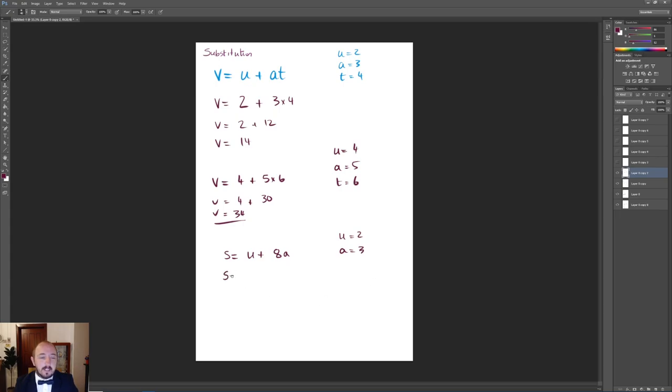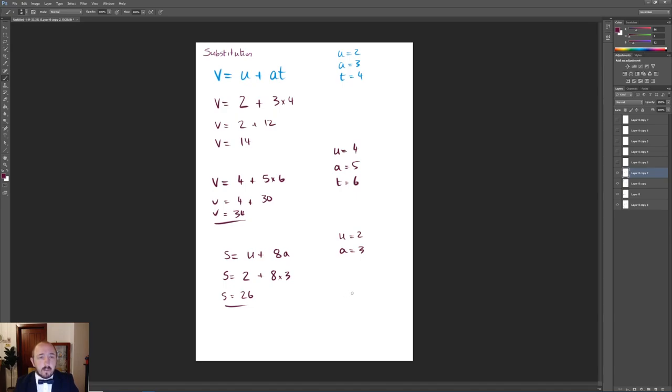So s equals u plus 8 lots of a. So 8 times 3. s is going to be equal to 2 plus 8 times 3. 8 times 3 is 24. So 2 plus 24 is 26, like that. Okay?